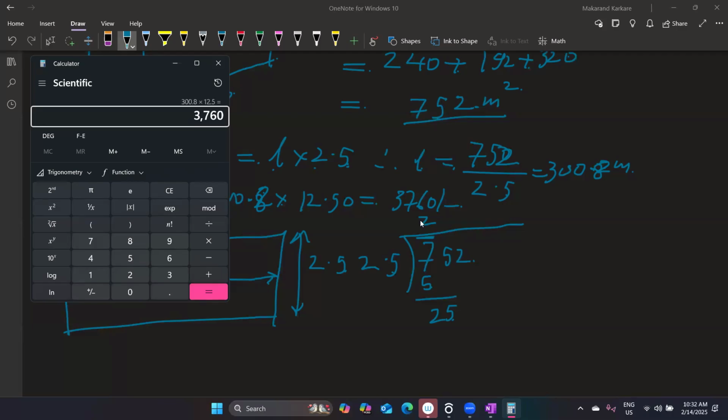3760. Make sense? Yes, sir. Sir, but then multiplying by 0.2, how did you get 3760? No, I made a mistake in writing. I did everything on the calculator. I made a mistake in writing. Okay.